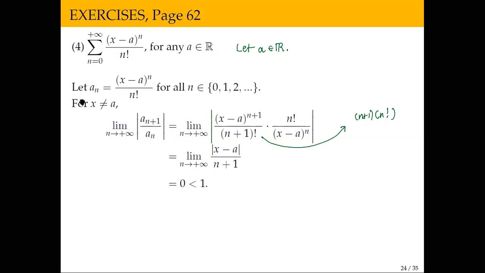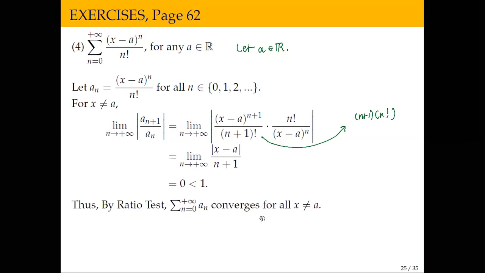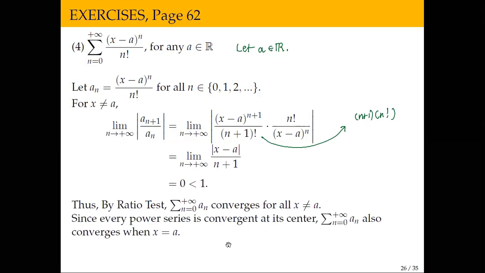Therefore, if you consider any value for x that is different from a, by the ratio test, this infinite series converges. Now you recall that every power series is convergent at its center. So in return, this infinite series also converges when x is equal to a. Therefore, this infinite series converges for all values of x.